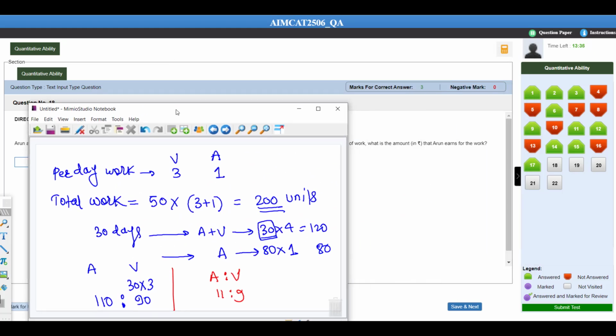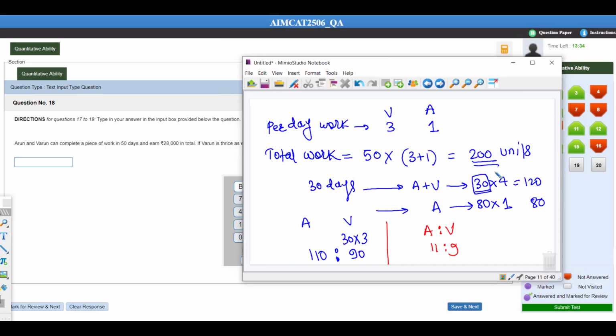The question is how much amount Arun will get out of 28,000. Arun will get 11 out of 20 into 28,000. That is equal to 11 into 1400. This multiplication is 15400.